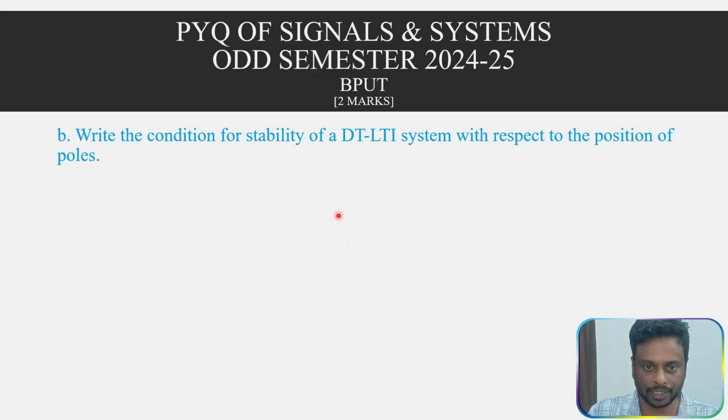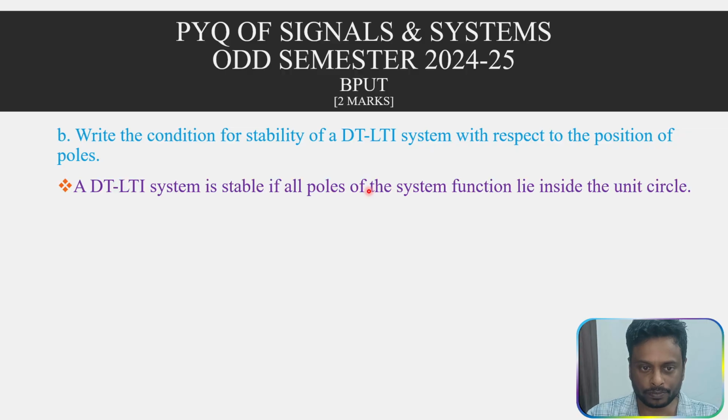The second question is: write down the condition of stability of a discrete time LTI system with respect to the positions of poles. Okay. A discrete time linear time invariant system is stable if all the poles of the system function lie inside the unit circle. Okay, so all the poles should be inside the unit circle to have a stable system.